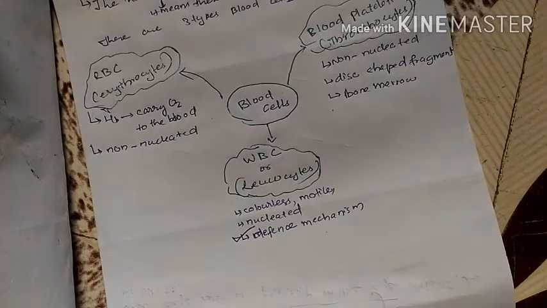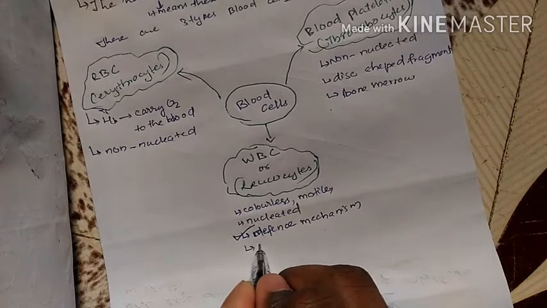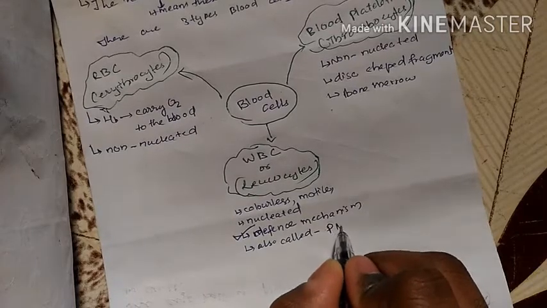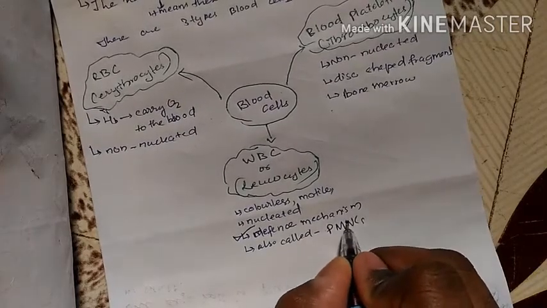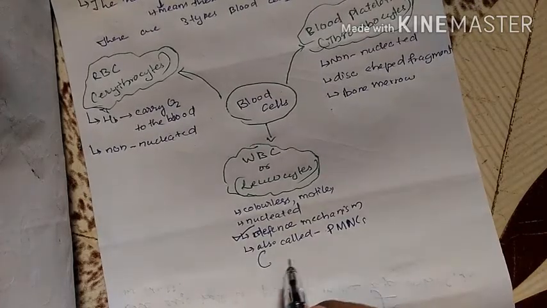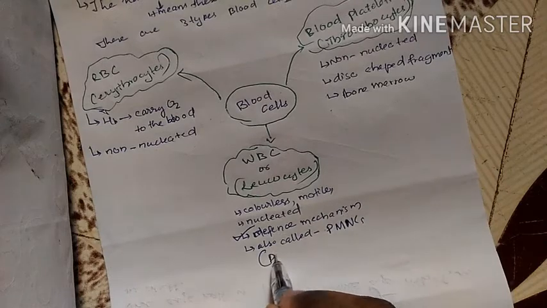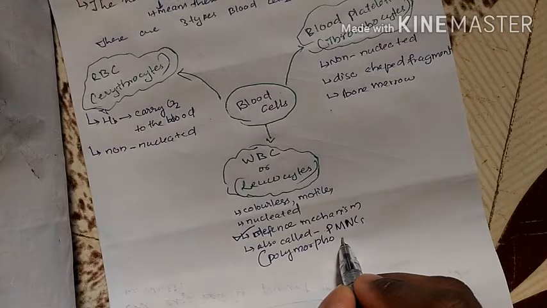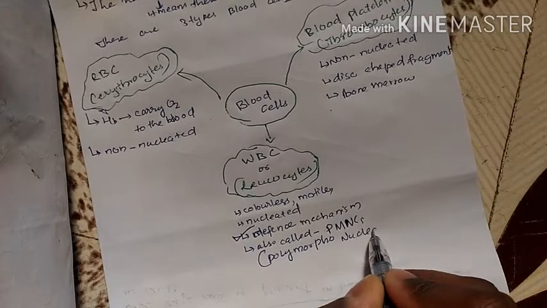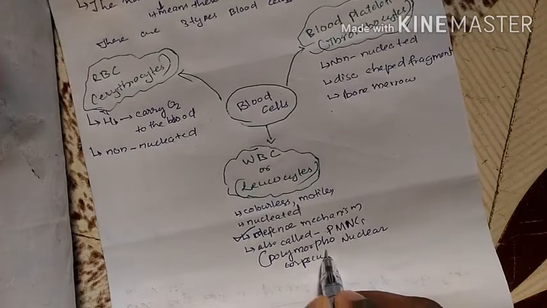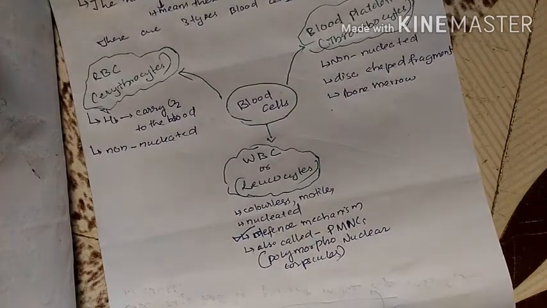This is the defense mechanism, also called PMNCs, that is polymorphonuclear corpuscles: white blood cells, WBC.